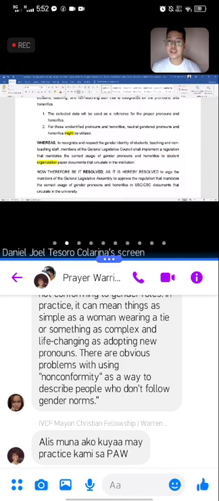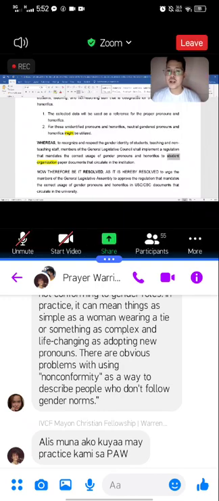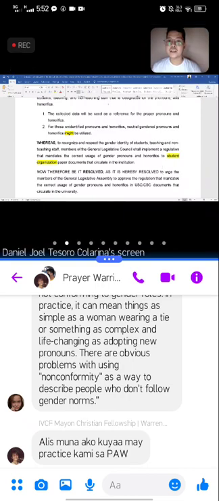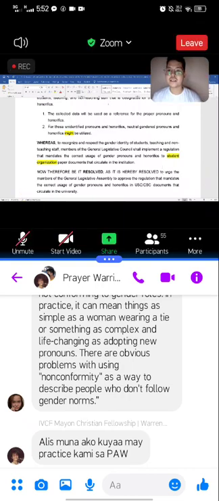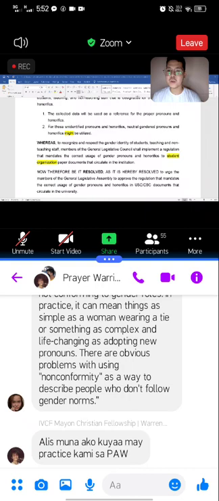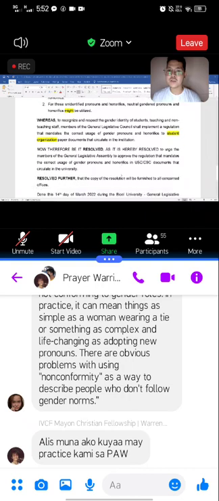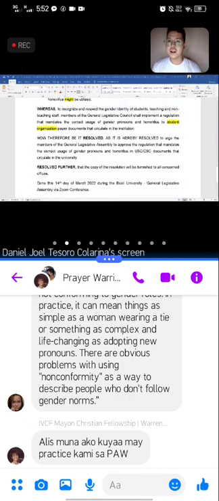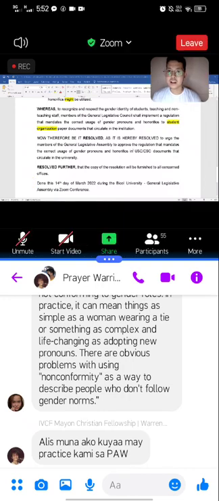Alright, so next clause. Now therefore be it resolved. As it is hereby resolved to urge the members of the General Legislative Council, instead of Assembly, please also replace this. Members of the General Legislative Council to approve the regulation that mandates the correct usage of gender pronouns and honorifics. Alright, we're gonna amend this. I'm gonna check the title here, so that it has to be consistent with the title.